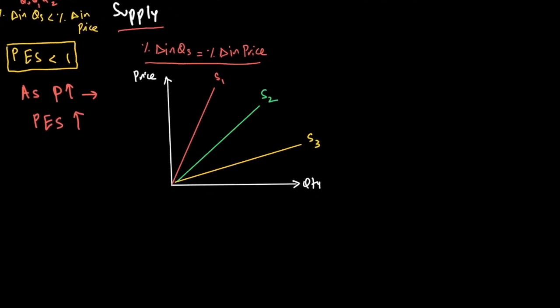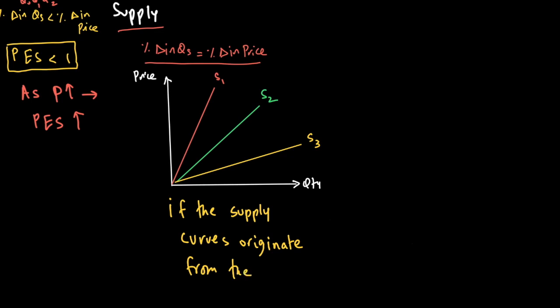So if the supply curves originate from the origin, it has a PES equal to 1. All these three curves, S1, S2, S3, despite being flatter or steeper, have the same elasticity. PES is equal to 1. So that's one thing important to know.